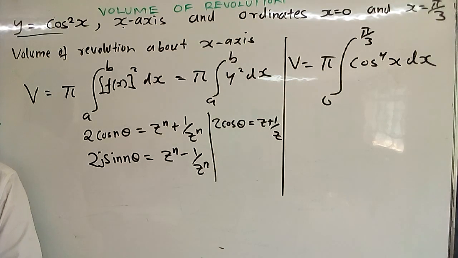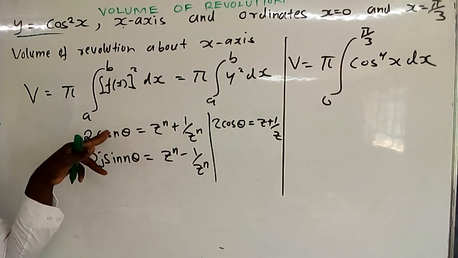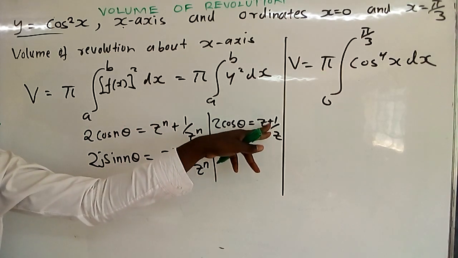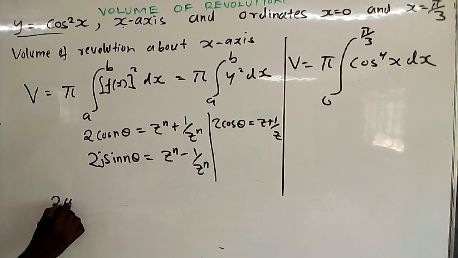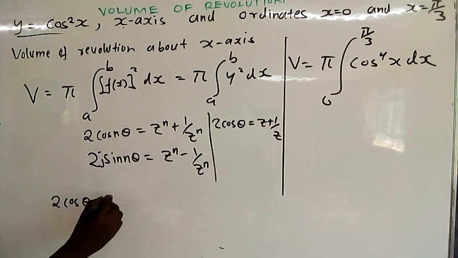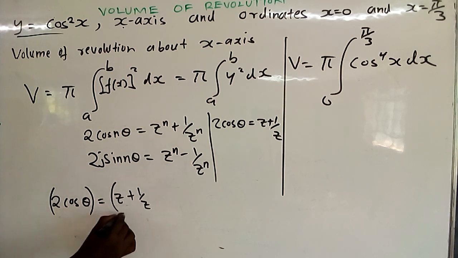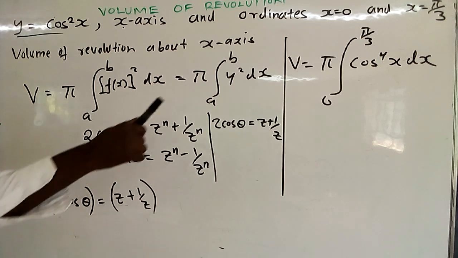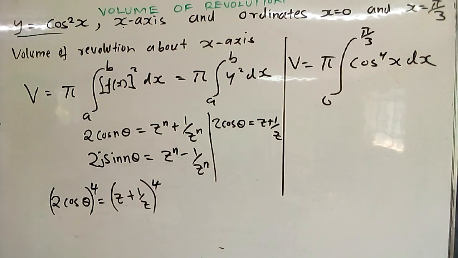Are we together? So we have 2 cos n theta is equal to Z^n plus 1 over Z^n. When n is 1, we get 2 cos theta is equal to Z plus 1 over Z. So that is what we want to expand. If we expand this, what do we get? Raised to power 4, meaning we raise both sides of the equation to power 4.